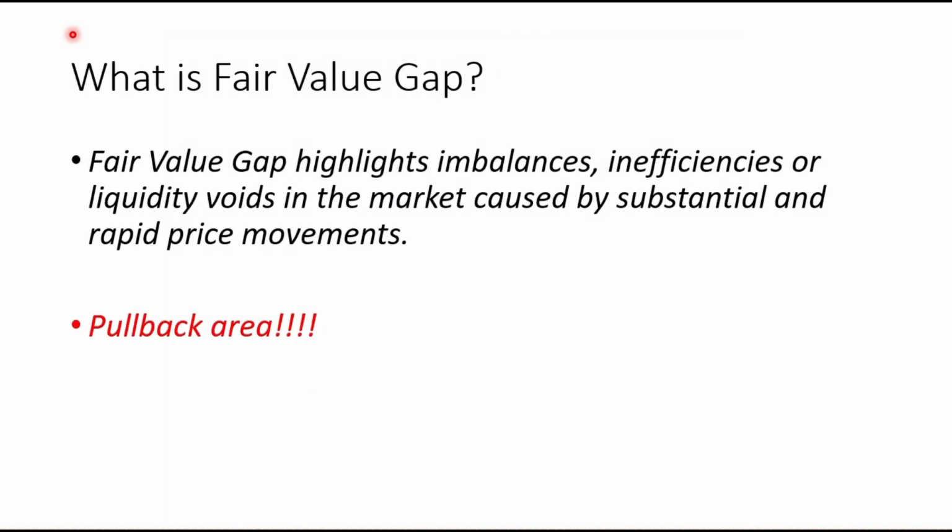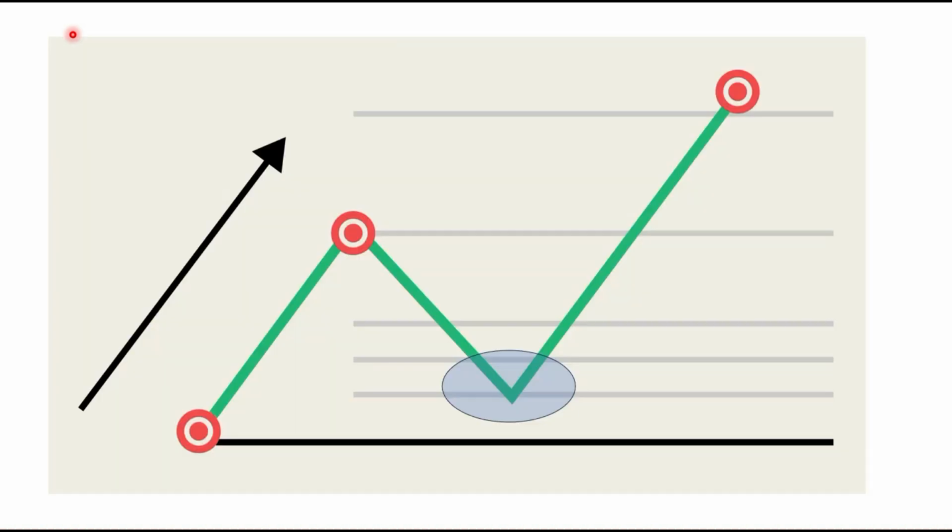By the definition that you can find around the internet, you will read that fair value gap highlights the imbalance, inefficiency and liquidity in the market caused by substantial and rapid price movement. But a lot of people do not understand these fancy words like imbalance, inefficiency, liquidity, etc. Actually, here we are talking about the pullback area. So what is the catch? If you have a bullish trend and the first leg is bullish, the second is bearish, you need to find the pullback area you see right now on the screen, and this area is perfect to enter into a position.